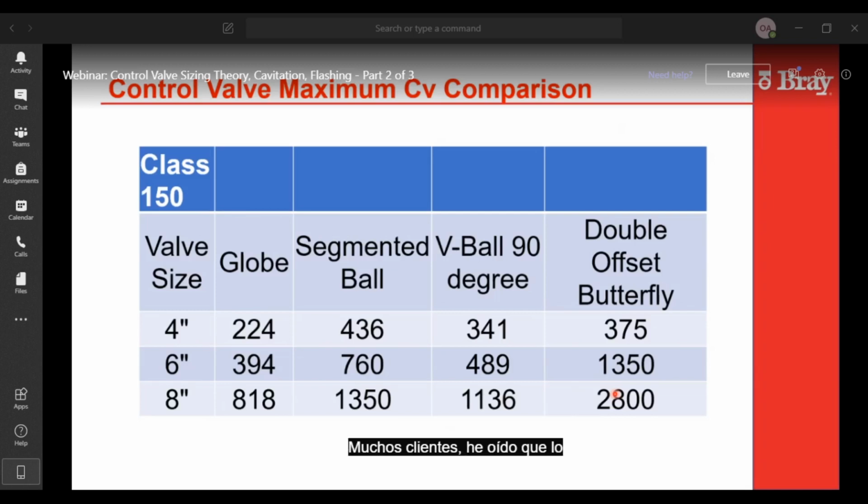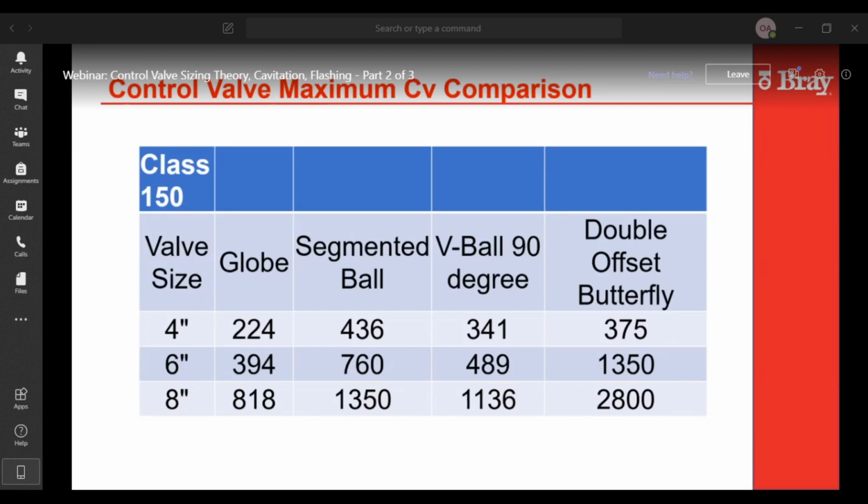So many customers I've heard say that butterfly valves don't control well is that they changed a 6-inch globe for a 6-inch double offset, expecting the valve to operate at the low end of its capacity, therefore creating the impression that a butterfly valve does not control well. It's just not sized correctly. Right, that was a point I was going to make. That's an excellent point I always make to customers.